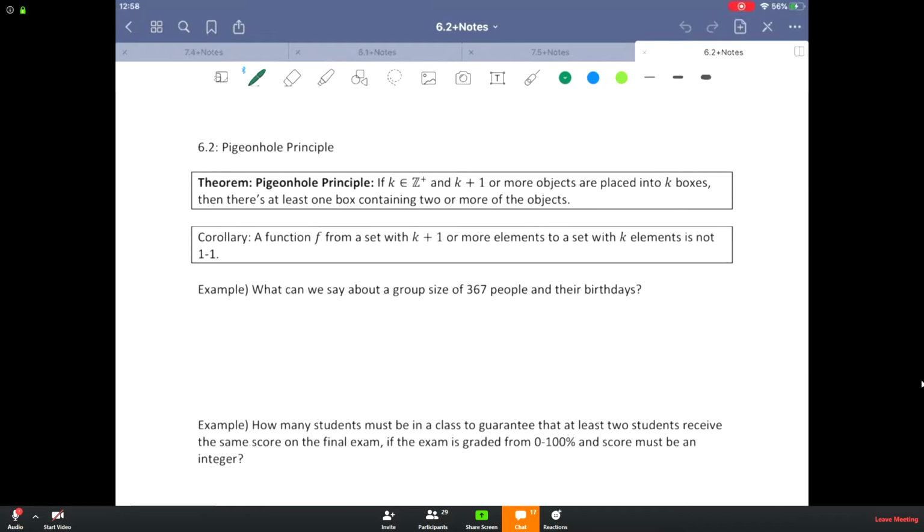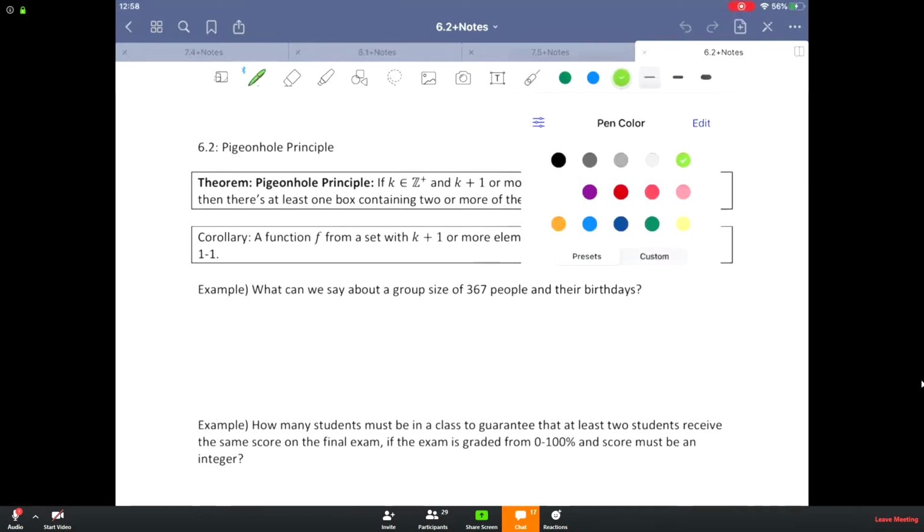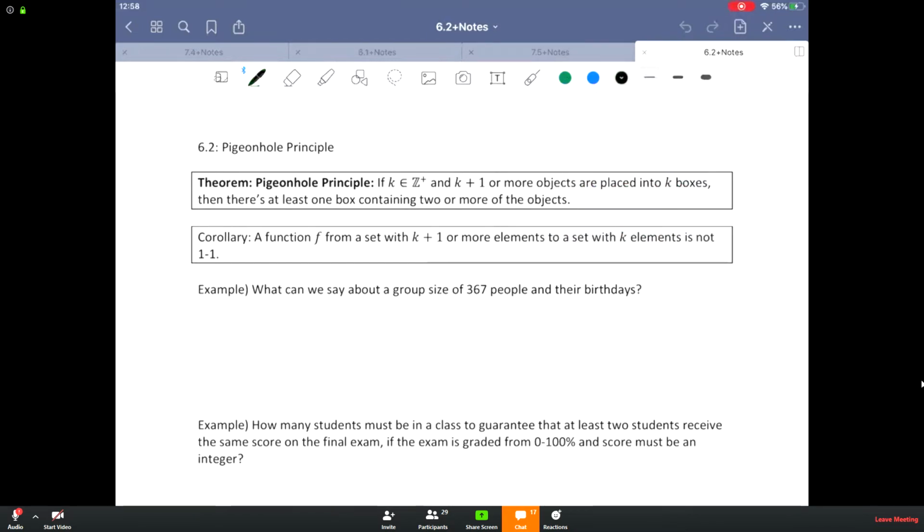So what can we say about a group size of 367 people and their birthdays? Well, there's 367 people. Worst case scenario is that everybody has a different birthday. You know there are 366 possible birthdays.